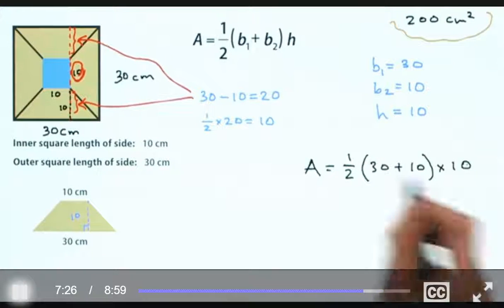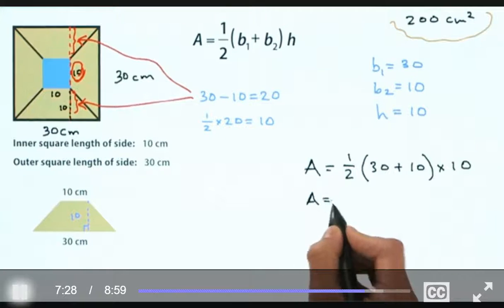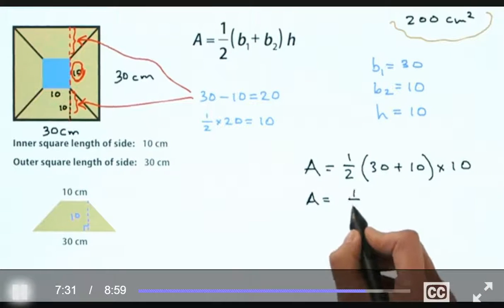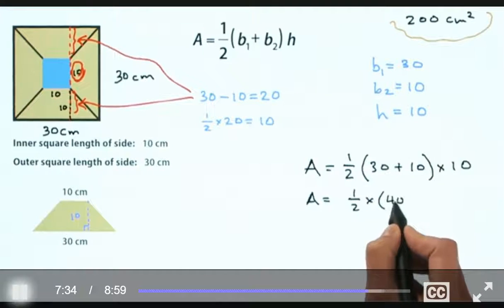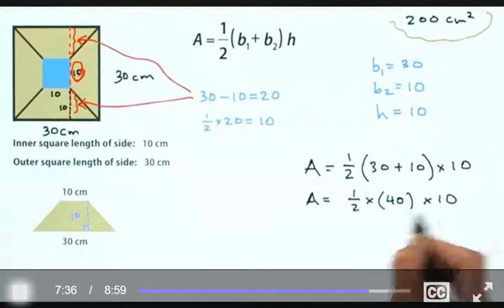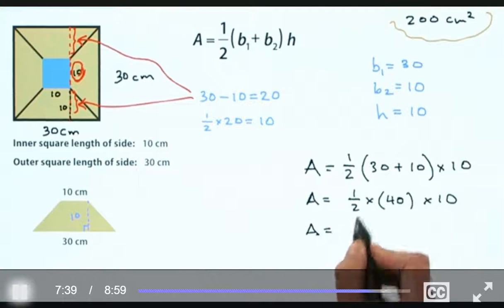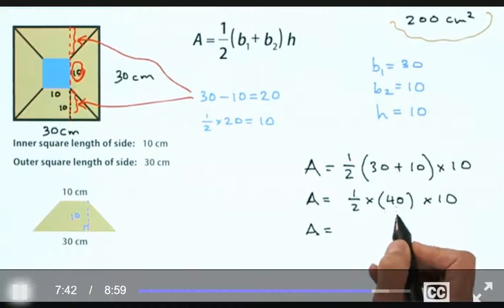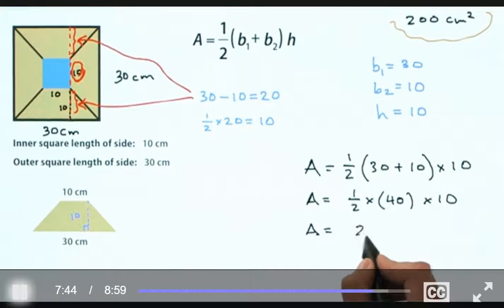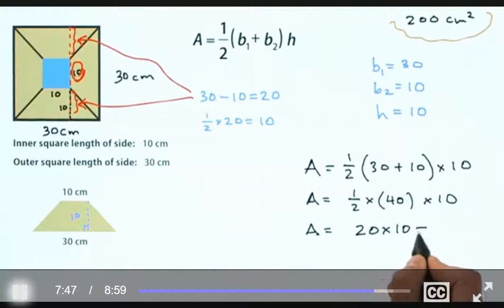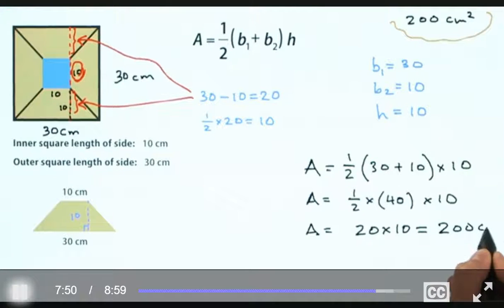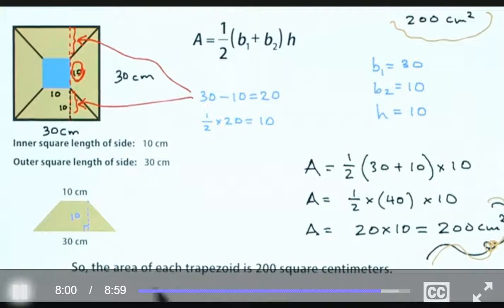Now remember the order of operations. We have to do what's inside the parentheses first. And so 30 plus 10 is 40. And now we go from left to right. And so 1/2 times 40, that's basically half of 40, which is 20. And 20 times 10 is 200 centimeters squared. And check it out. This actually gives us the answer. The area of each trapezoid is 200 square centimeters.